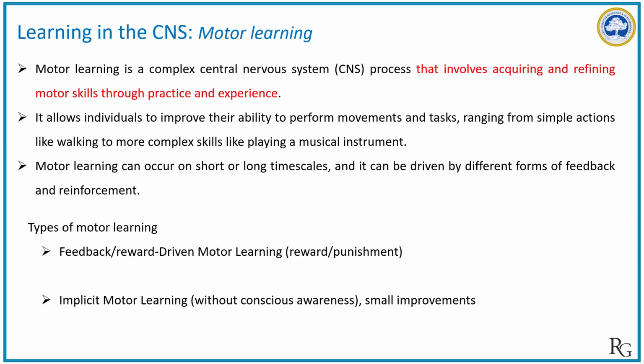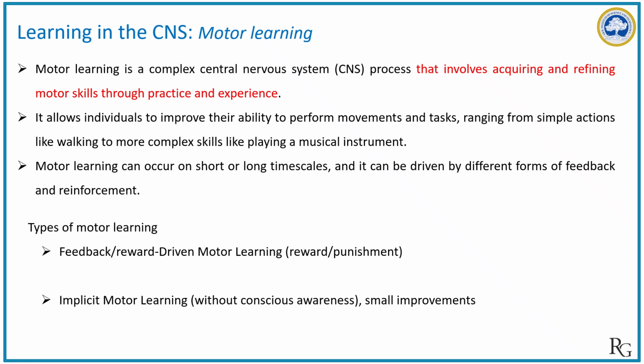Now, there are two key types of motor learning that we can highlight. The first is feedback or reward driven motor learning. In this type, feedback, either positive or negative, guides the behavior. For example, when you hit the target correctly in any task, that success acts as a reward, and the brain strengthens the pathway that produced it. If you make an error, the negative feedback reduces the likelihood of repeating that movement. The basal ganglia and the dopamine reward pathways are very important in this form of learning.